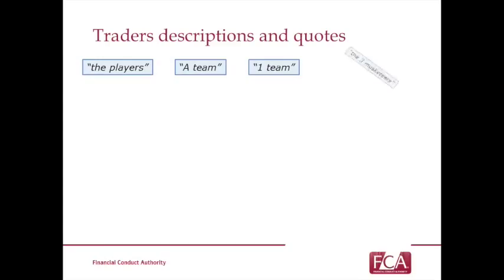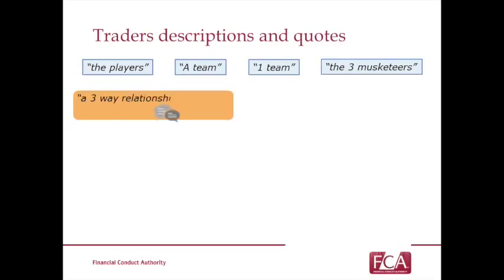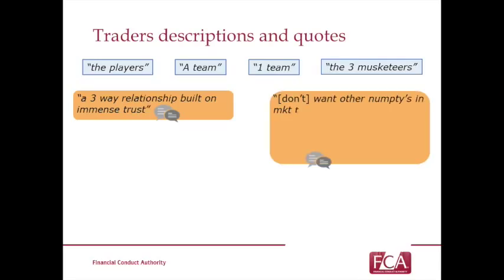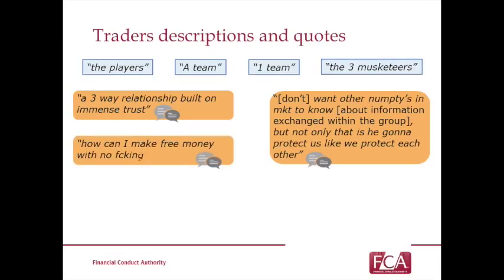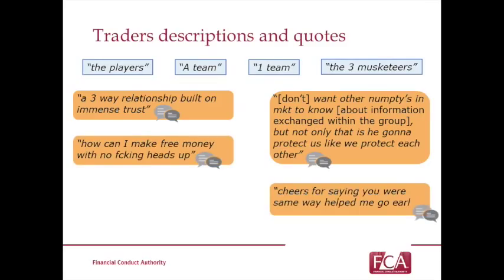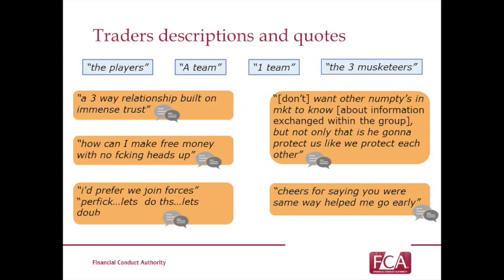Have a look at the blue boxes, which are some of the names the traders used to describe themselves: the players, A team, One team, and the Three Musketeers. Then look at the yellow boxes and how the members of the chat rooms described how they operated. A three-way relationship built on immense trust. Don't want other numpties in the market to know, but not only that, is he going to protect us like we protect each other? How can I make free money with no heads up? Cheers for saying you were same way, helped me go early. I'd prefer we join forces. Perfect, let's do this, let's double team 'em.